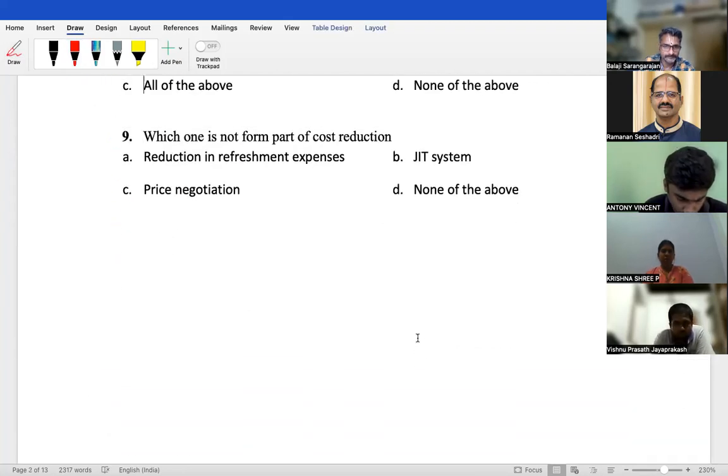Which one is not form part of cost reduction? Reduction in refreshment expenses, JIT, price negotiation, none of the above. Reduction in refreshment expense comes under cost control.